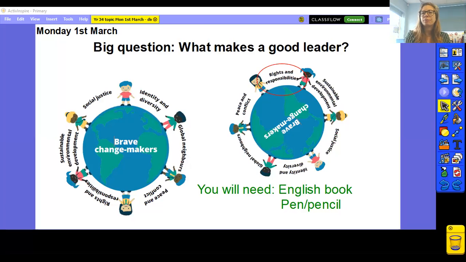Okay, so our big question, what makes a good leader, of course. And as we said last week, we're really focusing on this rights and responsibilities aspect of our topic this term. So for today, you just need your English book and your pen or pencil.